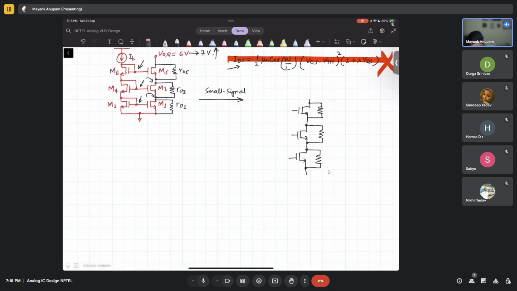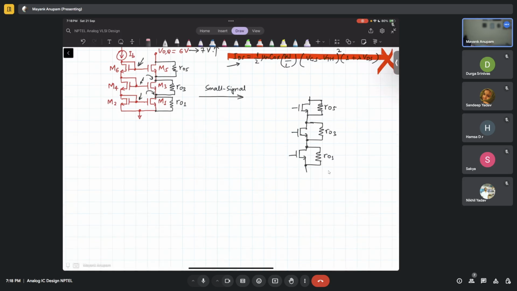There are three MOSFETs, right? So this is RO5, this is RO3, and this is RO1. Now tell me, what happens to the gate of these three MOSFETs? This is ground, by the way. So what happens to the gate of these three MOSFETs?